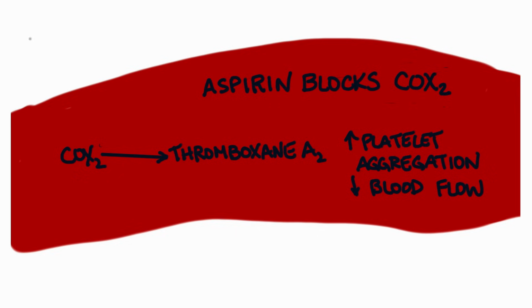Aspirin blocks COX. It is a COX inhibitor. What COX does is it triggers thromboxane A2, which increases platelet aggregation and decreases blood flow. When aspirin blocks this COX, it will decrease platelet aggregation and increase blood flow. This effect lasts for the life of the platelet.